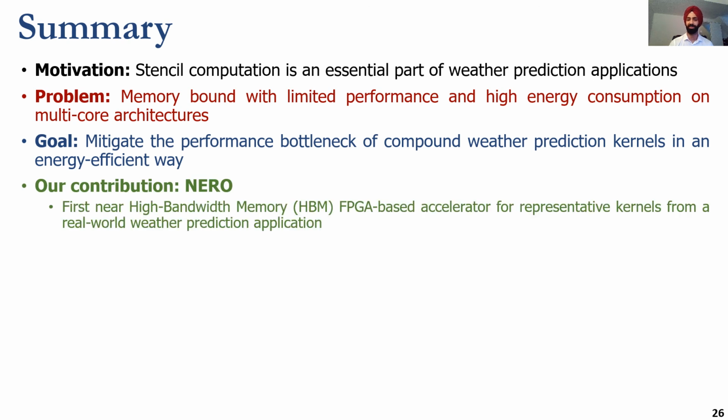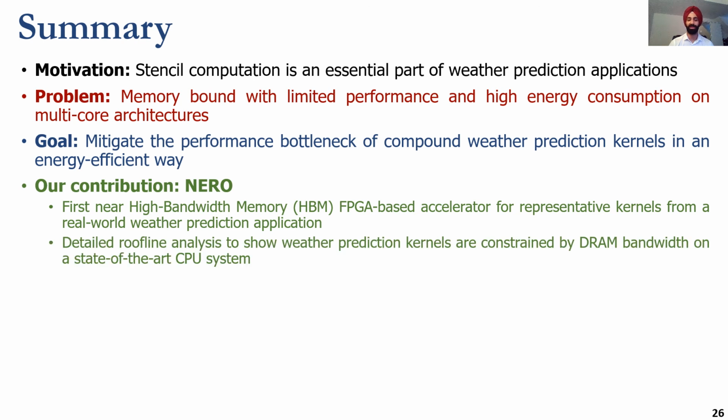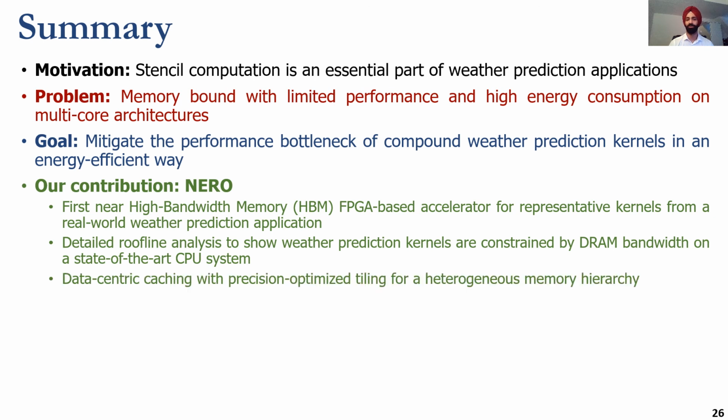NERO is the first near-high bandwidth memory FPGA-based accelerator for representative kernels from a real-world weather prediction application. A detailed Roofline analysis shows weather prediction kernels are constrained by DRAM bandwidth on a state-of-the-art CPU system. We optimize NERO with a data-centric caching scheme with precision-optimized tiling for a heterogeneous memory hierarchy consisting of URAM, DRAM, and HBM. Also, we perform an in-depth scalability analysis for both DDR4 and HBM-based FPGA boards.